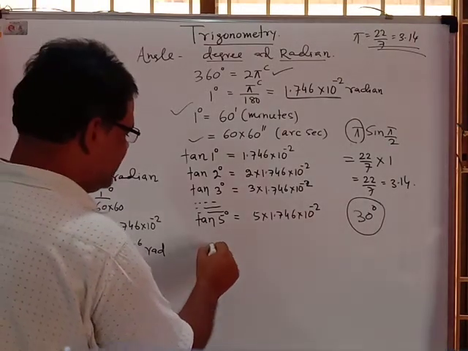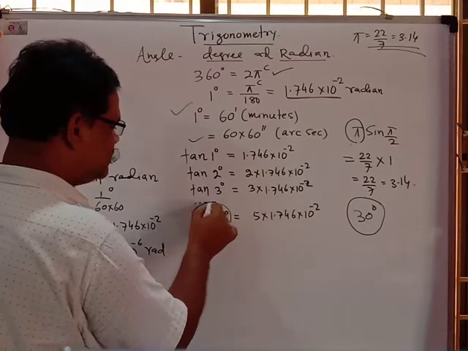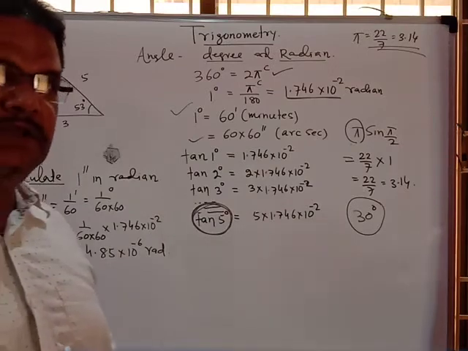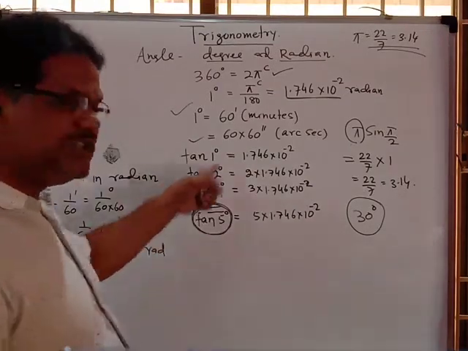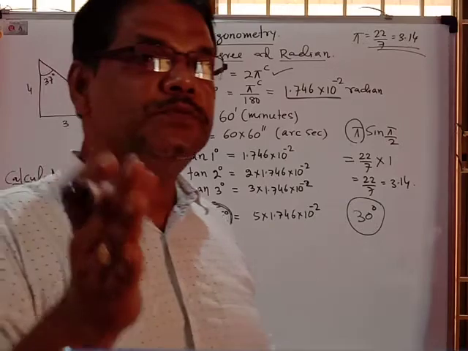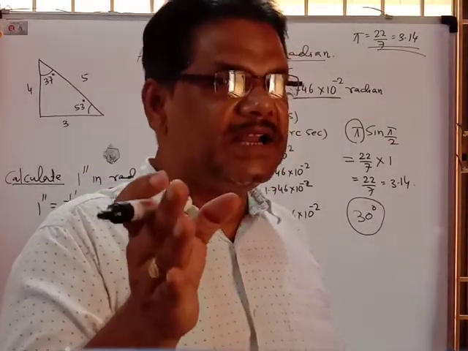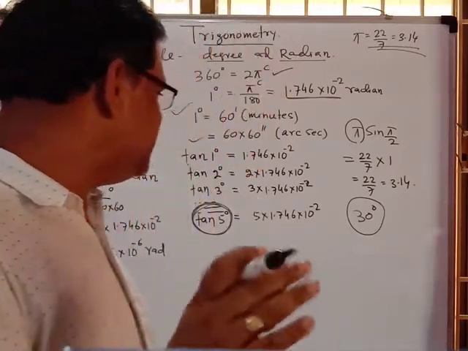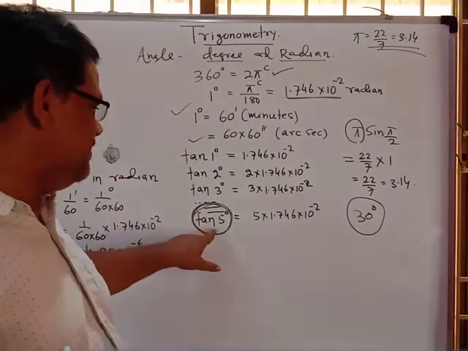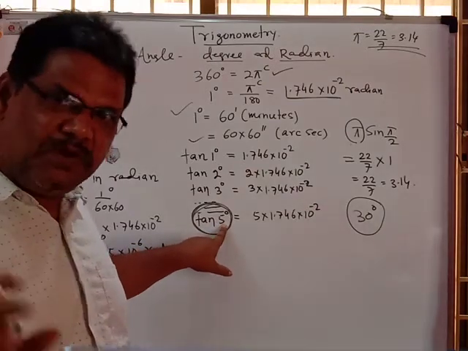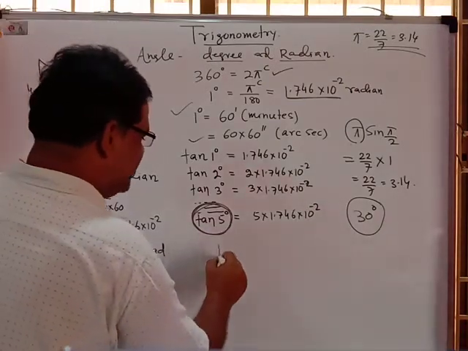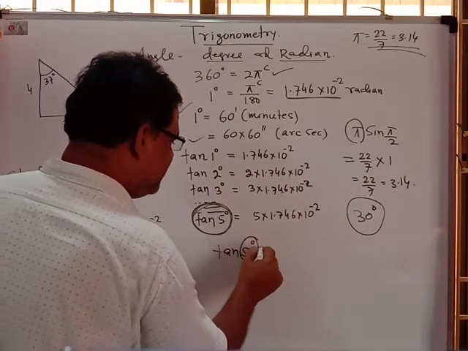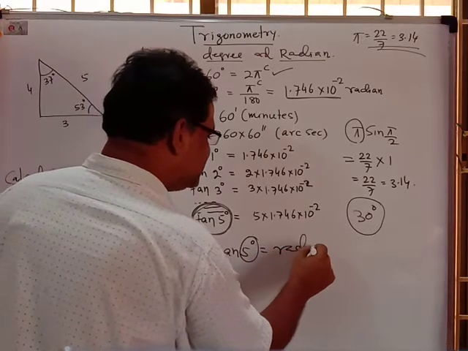Suppose I am finding tan 5 degree. How will you calculate it? Whenever you want to find the value of tan 5 degree, if the angle is very small, and that can be taken up to 15 degree, we can calculate the tan values up to 15 degree. Tan 5 degree is a very small angle, so 5 degree will be converted into its radian value.